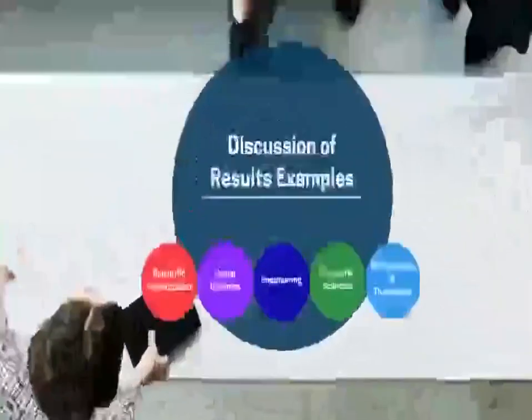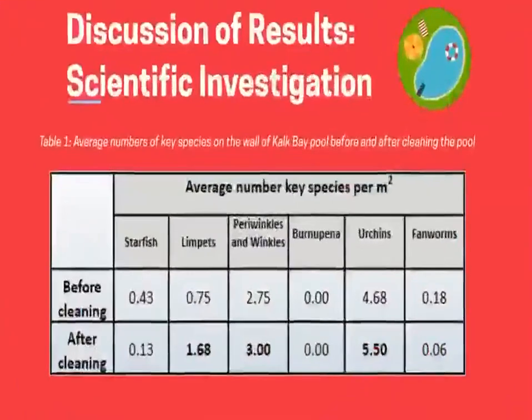Let's discuss some examples. Here is an example of how you can discuss your results of a scientific investigation. In a scientific investigation, it is important to discuss your variables. The independent variable is that which is manipulated. In this case, it is the cleaning of the pool. The dependent variable depends on the independent variable and is the average number of key species per meter squared.